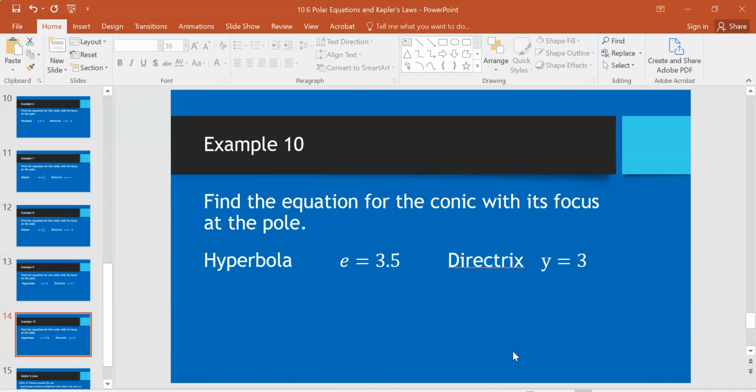Now, the last part of the 10.6 has to do with Kepler's laws. I'll address those in the next video.